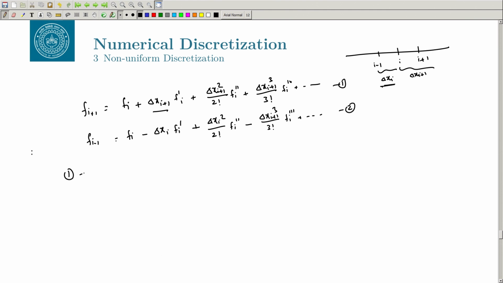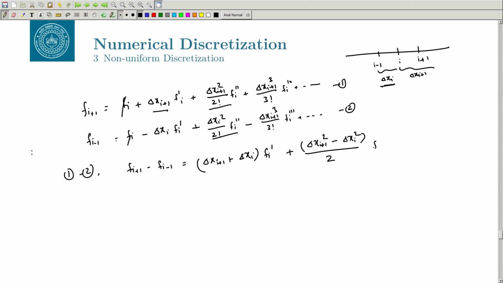So, do 1 minus 2, that will be f I plus 1 minus f I minus 1, this will be cancelled, will be equal to delta x I plus 1 plus delta x I, right, f I prime. And earlier when we had uniform mesh, this used to get cancelled, but this time it will not get cancelled, and this will become delta x I plus 1 square minus delta x I square by 2 f I double prime, and then we will have other terms, right.